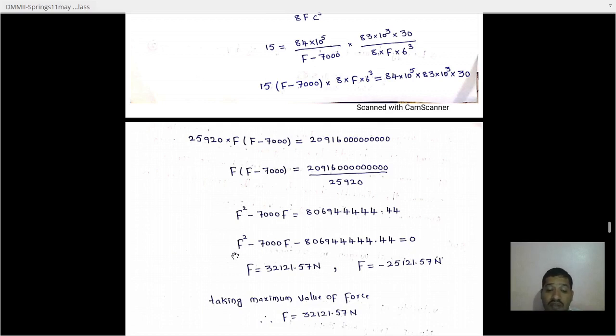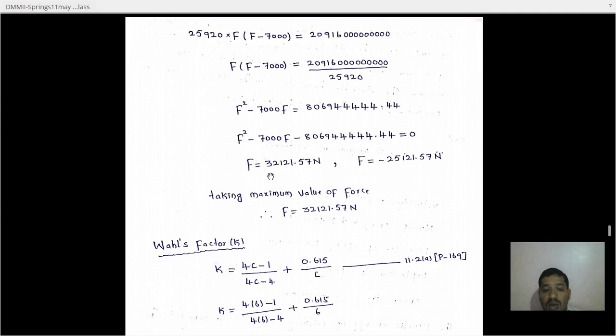So it is in the form of ax square plus bx plus c equals 0. So you have to follow the quadratic equation, otherwise you can solve with the help of a calculator. Okay, so a is 1, b is minus 7000, c is minus 8069444.44. Then you will get the maximum force value with the calculator as 32121.57 Newton, or F equal to minus 25121.57 Newton.